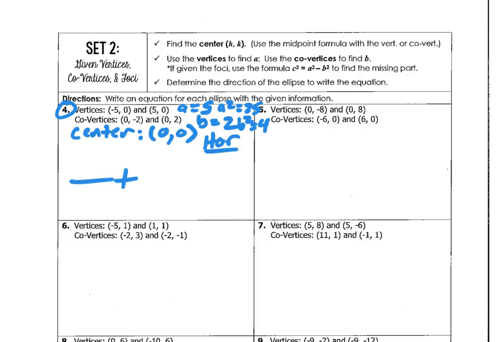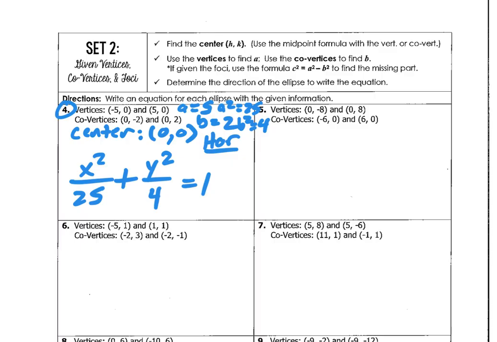So when we write this one out, we don't have a different center, so we can just do x squared plus y squared. The bigger number is going to go underneath x squared because it's another horizontal ellipse. And the smaller number is going to go underneath y squared, and that's our equation. Don't necessarily need a graph. If you're a visual person and you want to use a piece of graph paper, there's nothing wrong with that, but you wouldn't necessarily have to use a piece of graph paper.